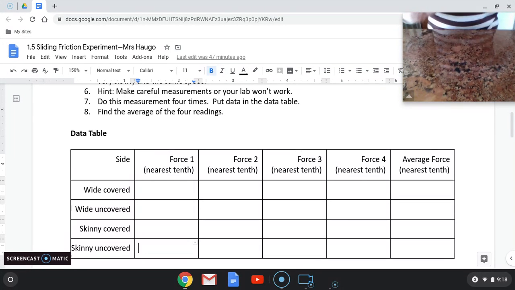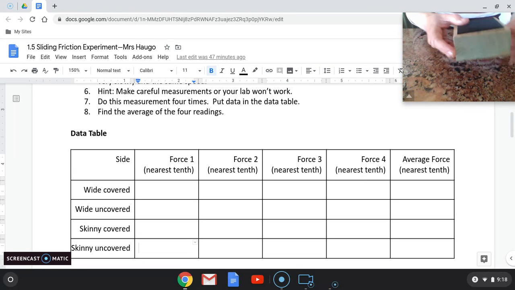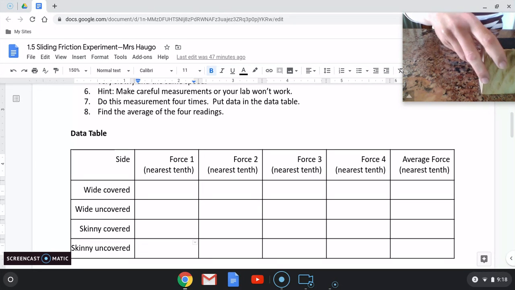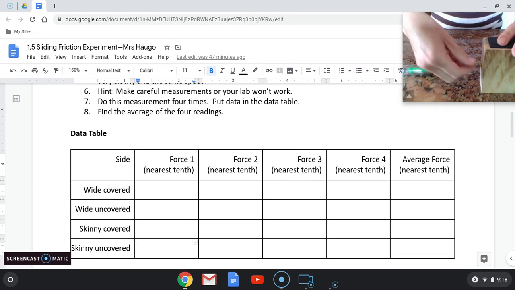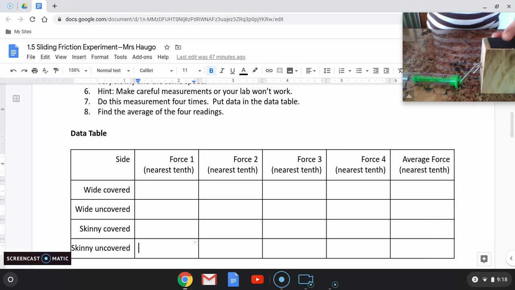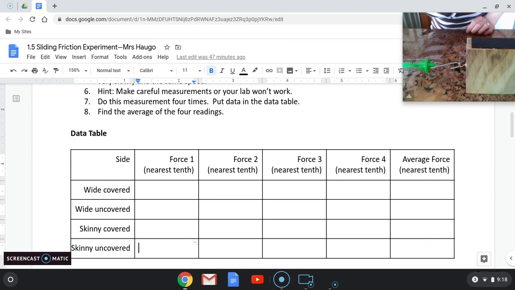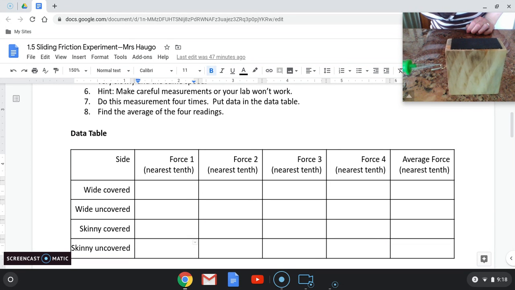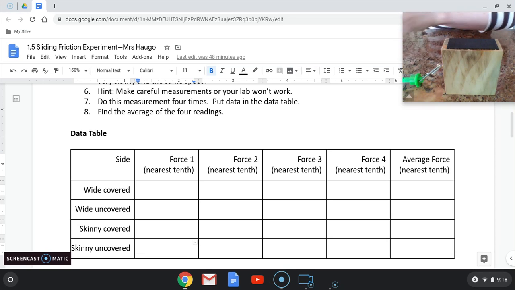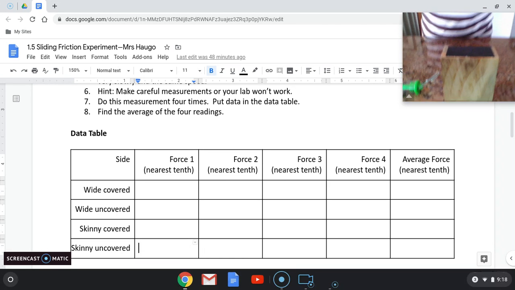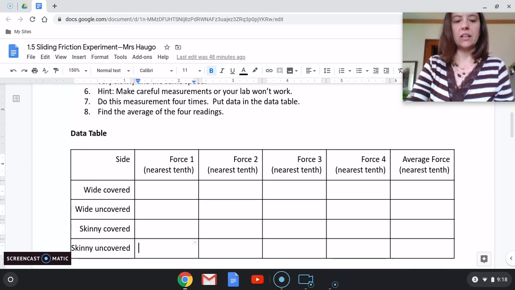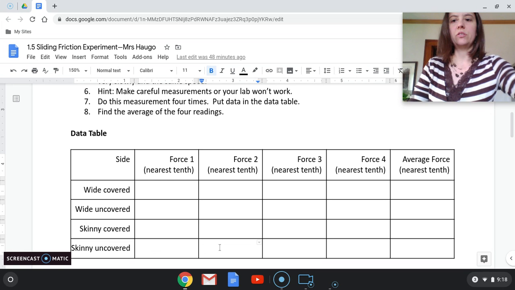So we have our skinny uncovered surface touching the table, and we have our spring scale, and keeping it parallel, the amount of friction is 0.1, 0.2. So 0.2 newtons. So you'll want to put that right there. And then we're going to move on to trial 2.